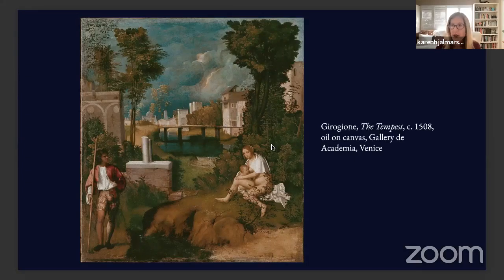So what is a tempest? A tempest is a windstorm. And you begin to see these magnificent clouds. You see sort of wind rustling in the trees. And we see a figure here. And he's a soldier, perhaps. He's in contrapposto, that is weight shift.